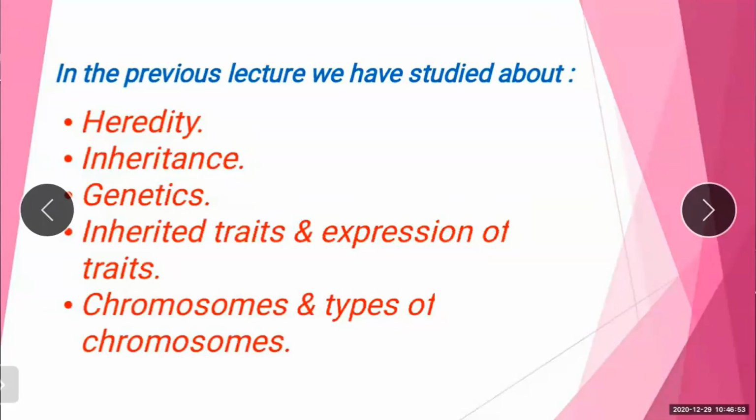Then we have seen chromosomes. What are chromosomes? Chromosomes are made up of nucleic acids and proteins, and they have hereditary characteristics located on them in the form of DNA molecules, and the number of chromosomes is specific for every species. Then we have seen the 4 different types of chromosomes: metacentric, submetacentric, acrocentric, and telocentric. All these types are classified on the basis of the position of the centromere.